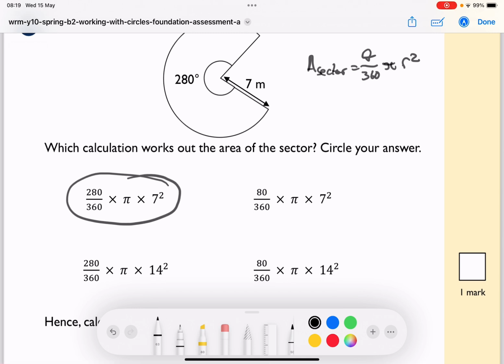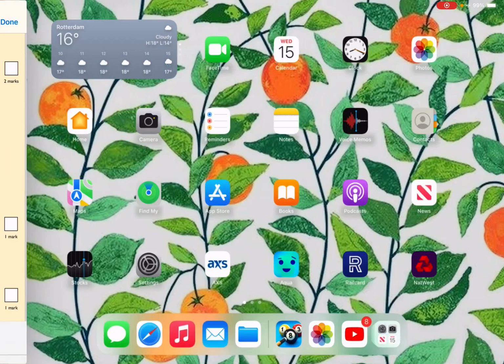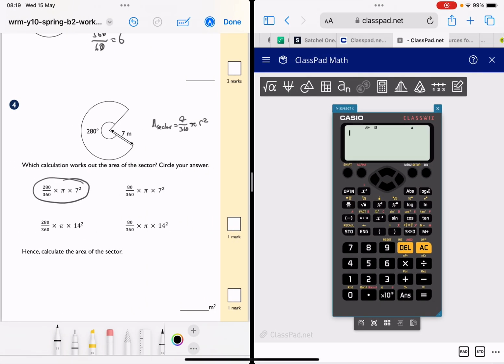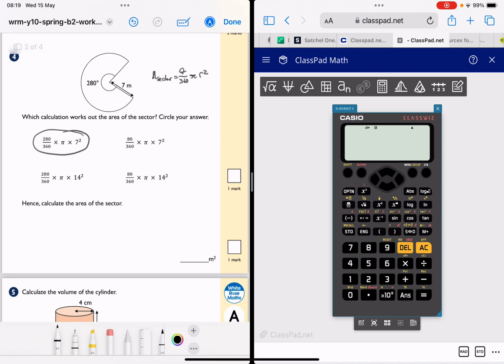So for this, if I get my calculator, there it is, all I've got to do is press the right buttons in the right order. So fraction, 280 over 360. Go to the end by pressing the right button. Then I've got pi. Now, you could put the times in, but in fact, your calculator is good enough for you to substitute values, as long as you put the 7 in brackets.